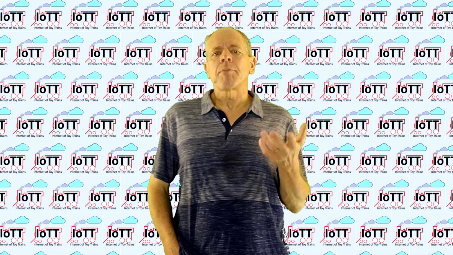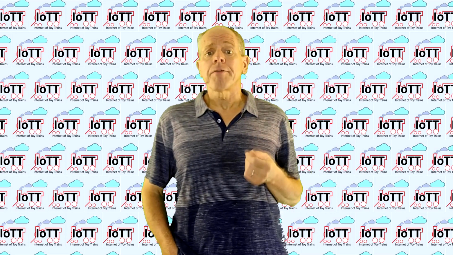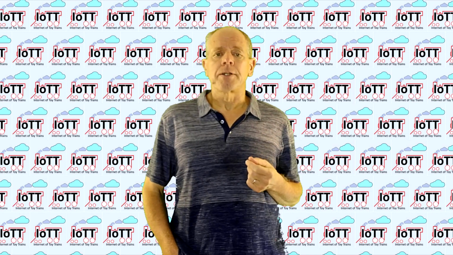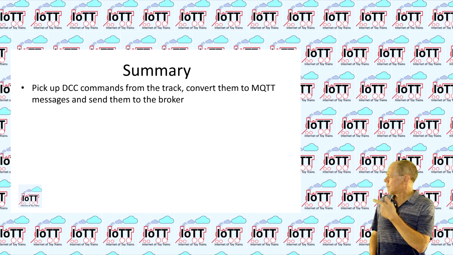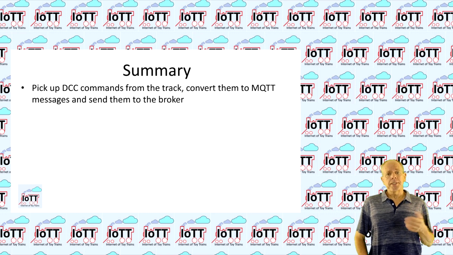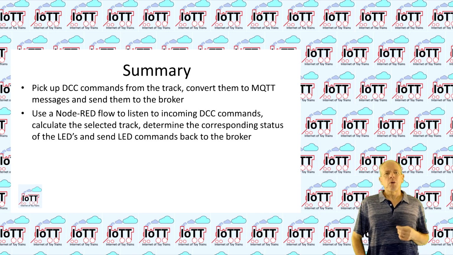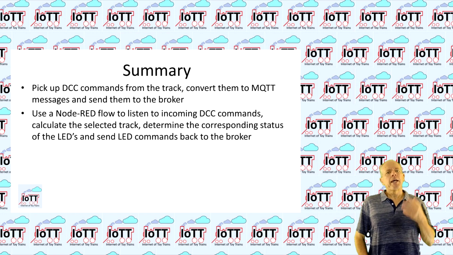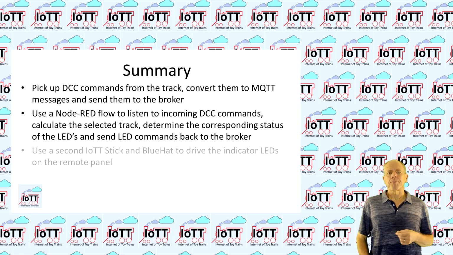So, I hope this example gives you some ideas about what can be done with MQTT and how it works in general. In summary, here is what we have done. Using a DCC interface board, we pick up DCC commands from the track, convert them to MQTT messages, and send them to the broker. This is done by the first IoTT stick, which also runs the local LED display. Then we use a Node-RED flow to listen to incoming DCC commands, calculate the selected track, determine the corresponding status of the LEDs, and send LED commands back to the broker.